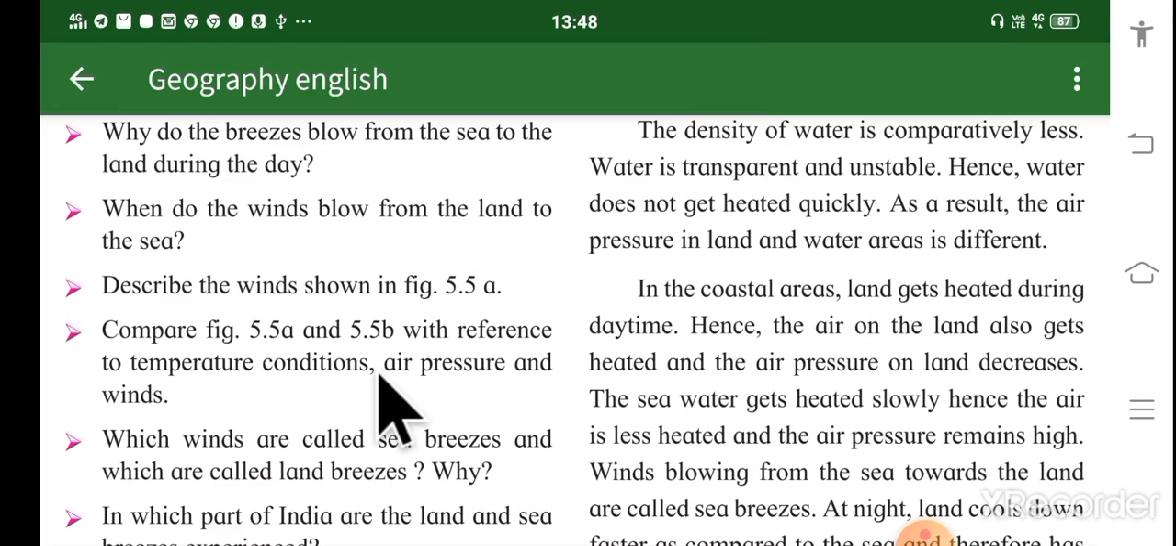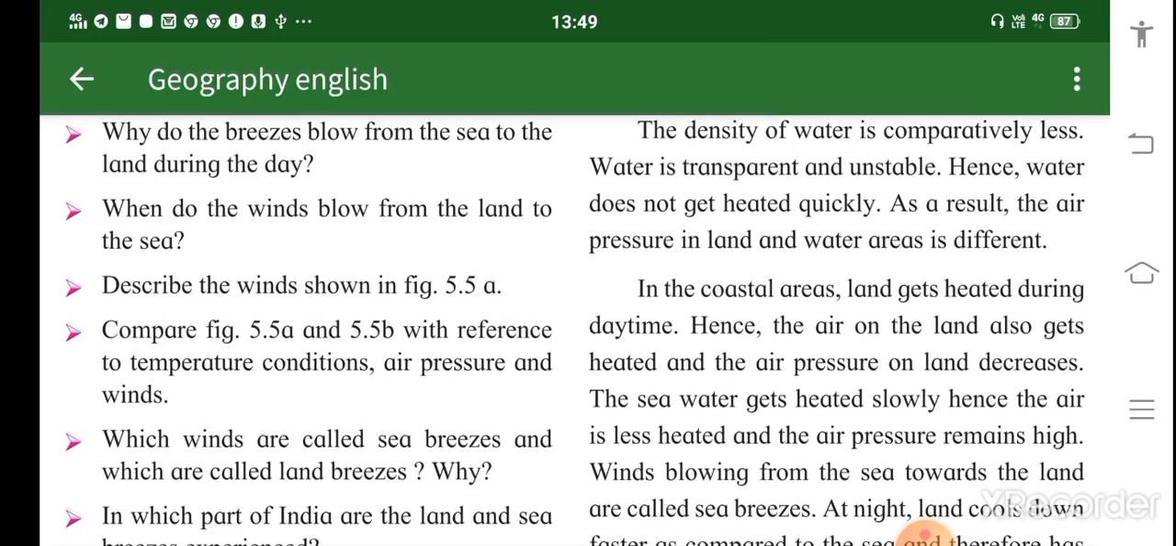Next, compare 5.5a and 5.5b with reference to the temperature, condition and the winds. Note down the answer. In figure 5.5a, the temperature is higher on the land and the pressure is low, so winds blow from sea to the land.